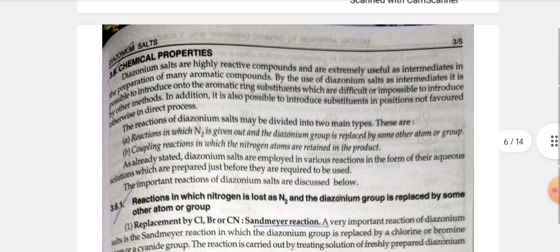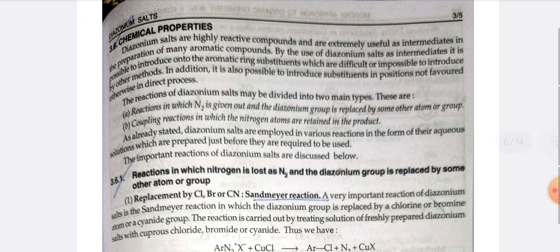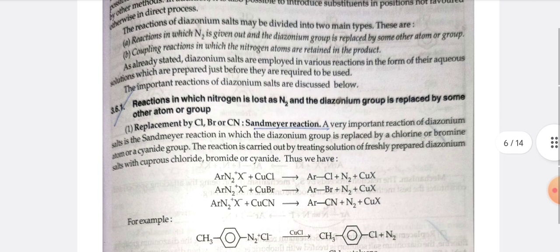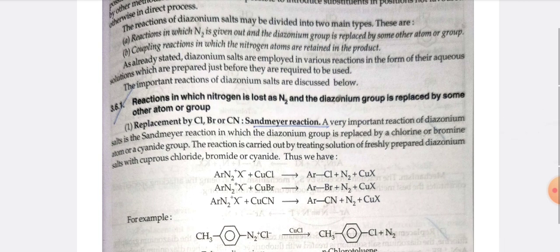The reactions of diazonium salt may be divided into two main groups. First is reactions in which N2 is given out and the diazonium group is replaced by some other group. Second is coupling reactions in which the nitrogen atoms are retained in the product. As already stated, diazonium salts are employed in various reactions in the form of their aqueous solution, which are prepared just before they are required to be used. The important reactions of diazonium salt.